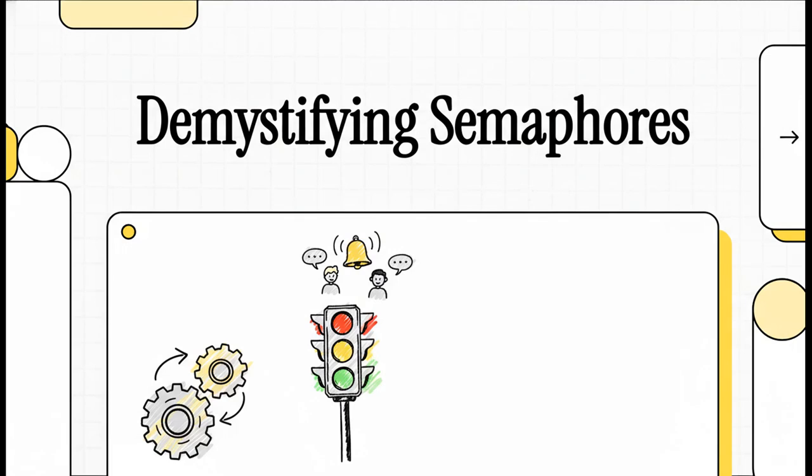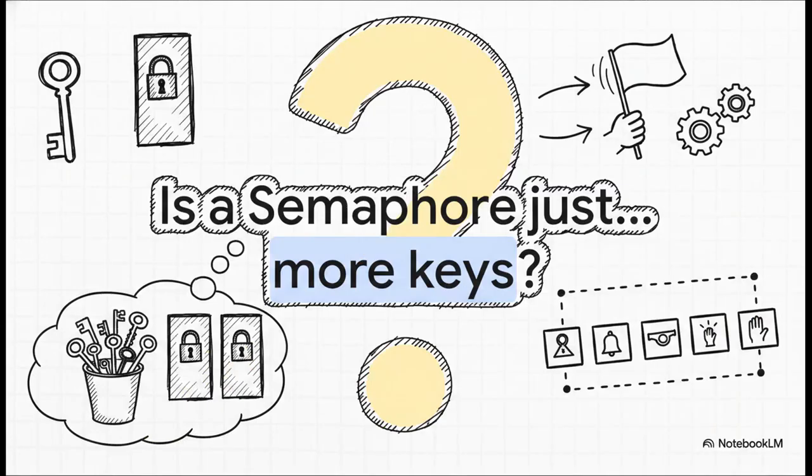Hey everyone! Today we're going to tackle one of the most powerful, but often super misunderstood tools in concurrent programming, the semaphore. All right, so you've probably heard this before, right? A mutex is like one key for one lock. Simple. So it kind of makes sense that a semaphore is just a whole bucket of keys, right? Well, stick around because the real answer is way cooler and a lot more useful.